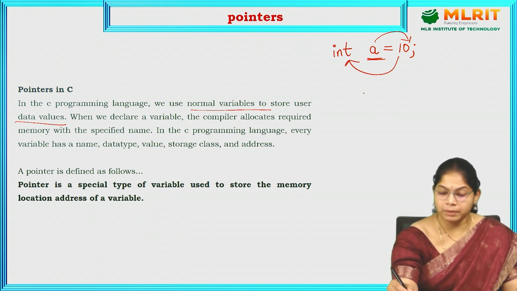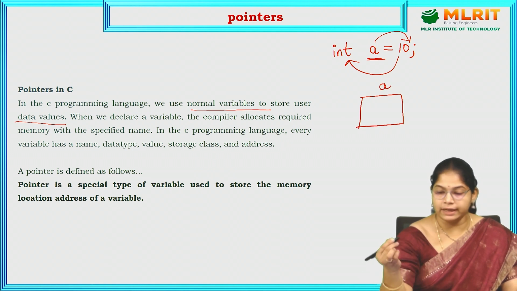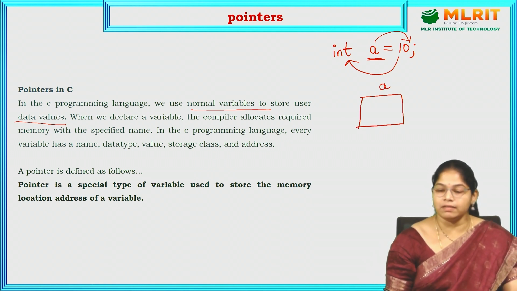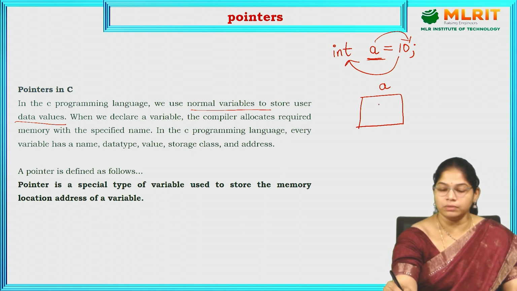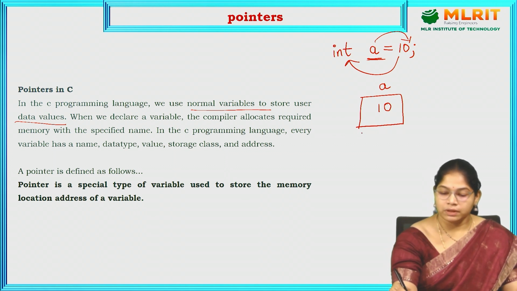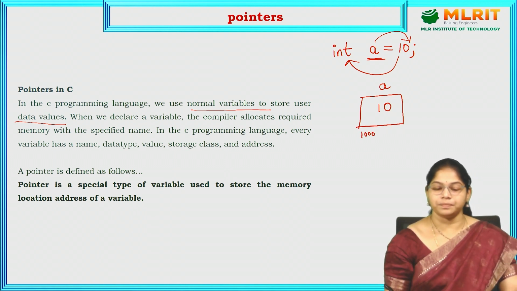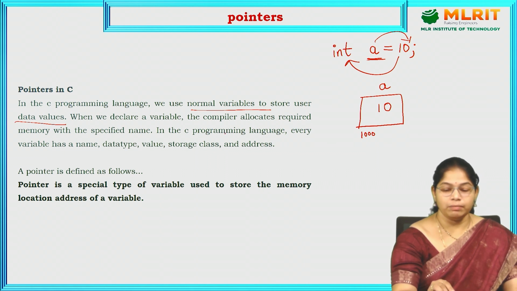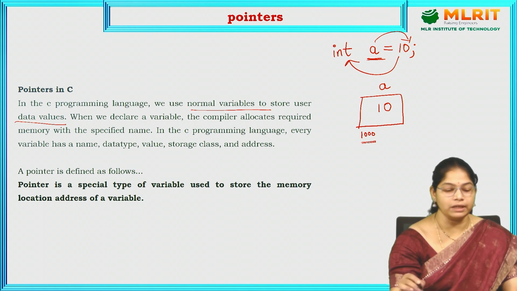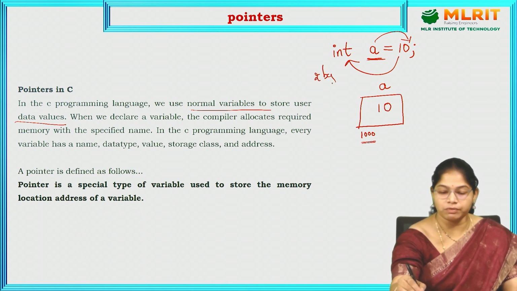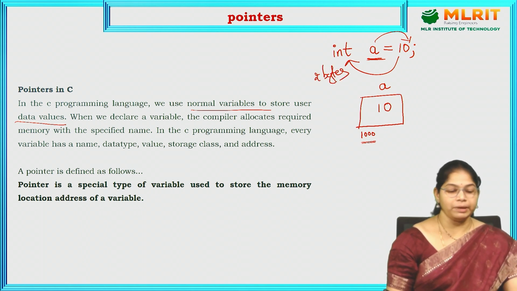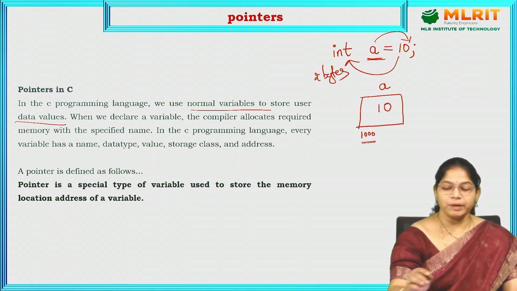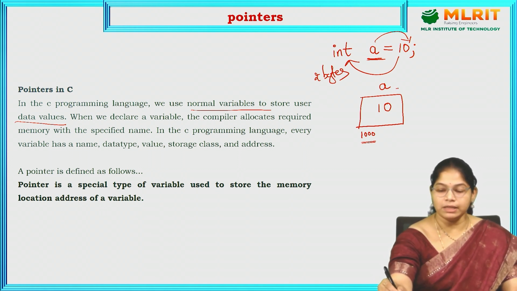So what happens in the memory? Some space is allocated to the variable a when we declare it, which is of type integer. This a is storing the value 10 of type integer. Suppose the address of this is 1000. When we declare a variable, the compiler allocates the required memory. How much memory is allocated? 2 bytes, because it is of type integer, with the specified name, the name of that variable being a.